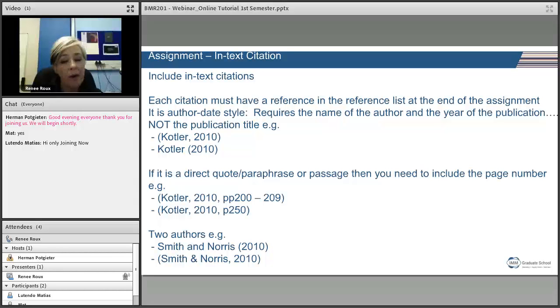If it's a direct quote, paraphrase, or passage, then you also need to include the page number. Now, just see 2 different ways, if it's just 1 page versus a number of pages. And then also note sometimes your author, it's 2 authors. So then there are 2 ways of using the correct citation, and I've given you an example.